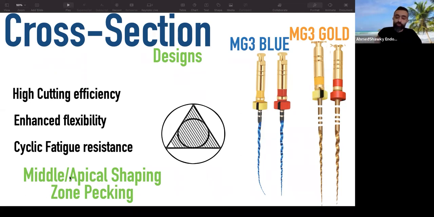So I do not go one time down to the area that I want, to the full length, for example. No, I peck in zones and get out, irrigate, and then I go another bite in the root canal deeper, and then I go back, just like the woodpecker. He pecks into the wood and then it comes out, clears the beak, and goes down again, okay?